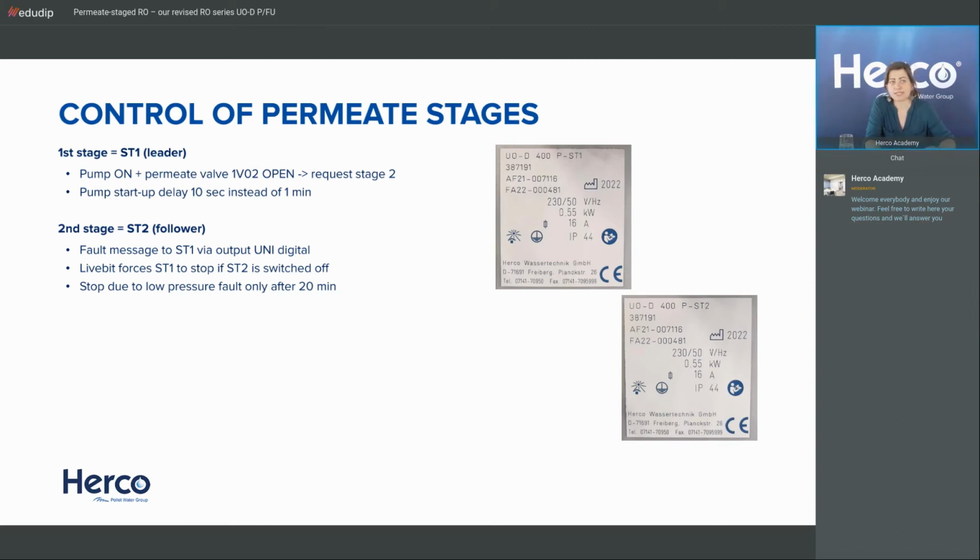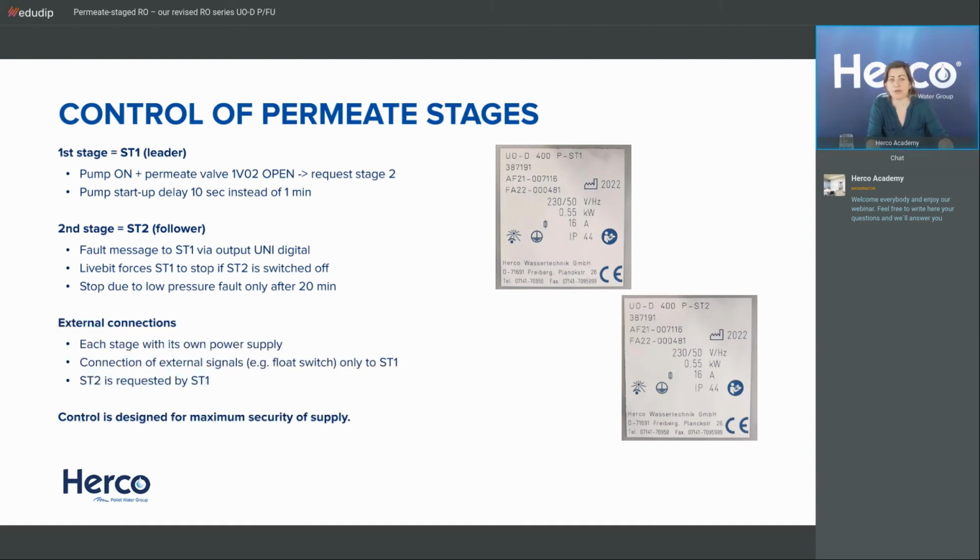So the second stage can send a fault message to the first stage. Obviously, that's necessary. If it has a fault, the first stage should stop as well, right? We use the digital output for that, so the universal output. And that output is connected with a live bit that forces the first stage to stop if the second stage is switched off. So normally you would always have this output, the universal output, and if that output goes dead, that means somebody switched off the second stage, and then the first stage will switch off immediately as well.